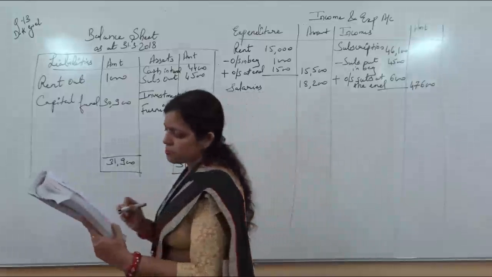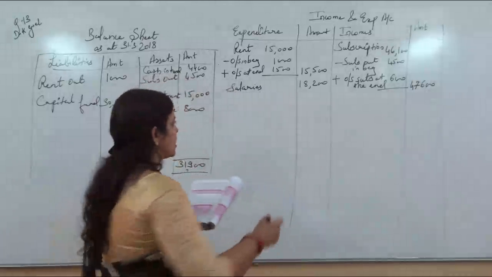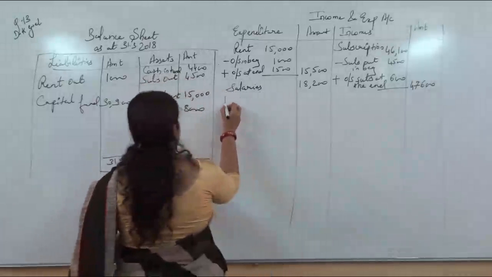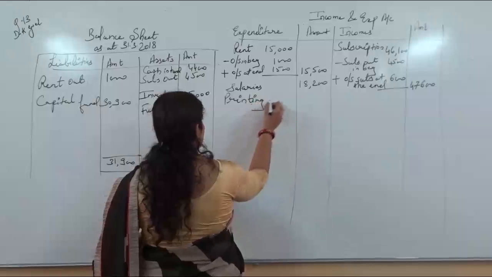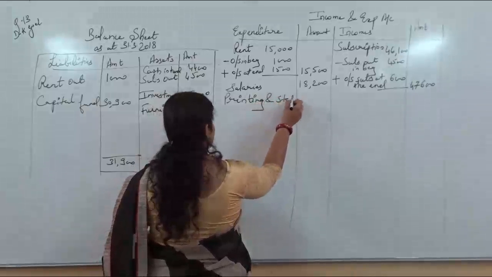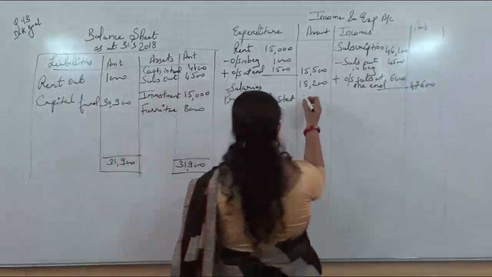Then you can see it is printing and stationery. Printing and stationery, again it is an item of income and expenditure. Take printing and stationery. How much is it given? 7,300.